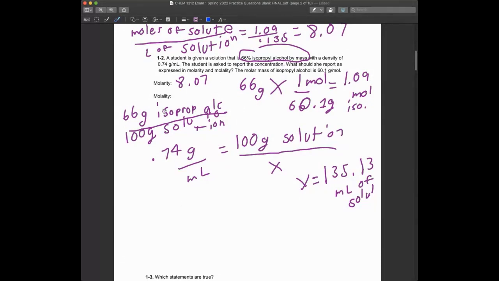So our next problem is asking us to find molality. If we recall the molality formula, it's going to be moles of solute over the kilograms of solvent.